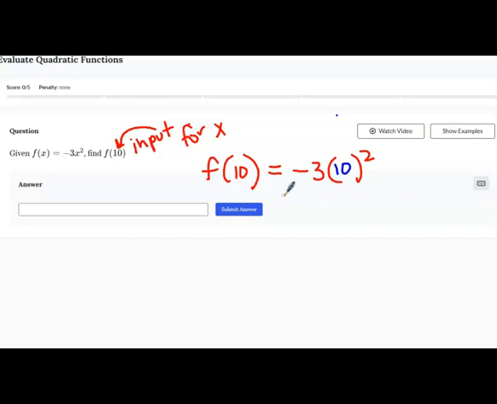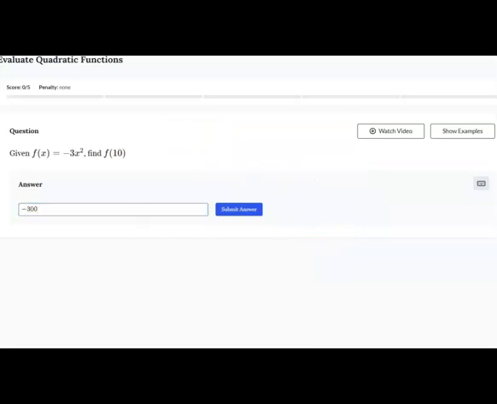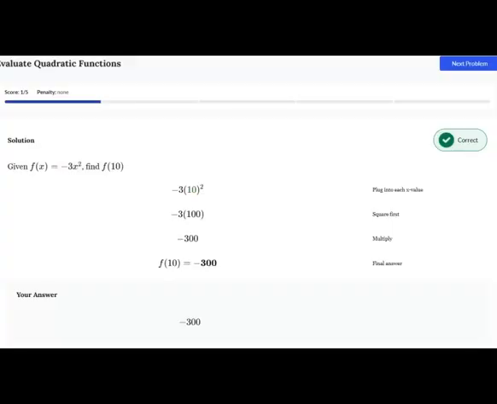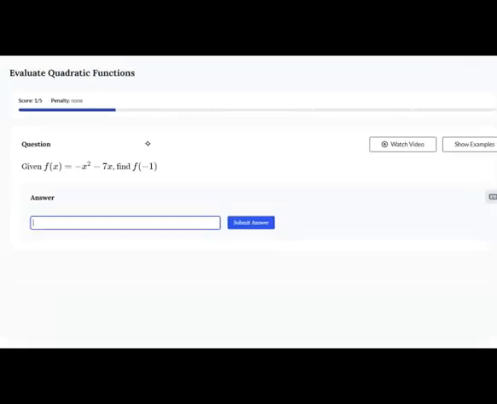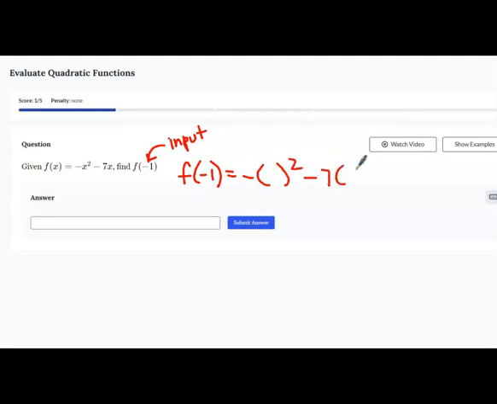You can compute on a calculator, or you can mentally compute this math here by squaring the number 10 and then multiplying it by -3. Again, the number -1 is inside the parentheses, therefore it is an input. That means we put the number -1 into the location of every x. This function happens to have 2 x values, and now we compute.